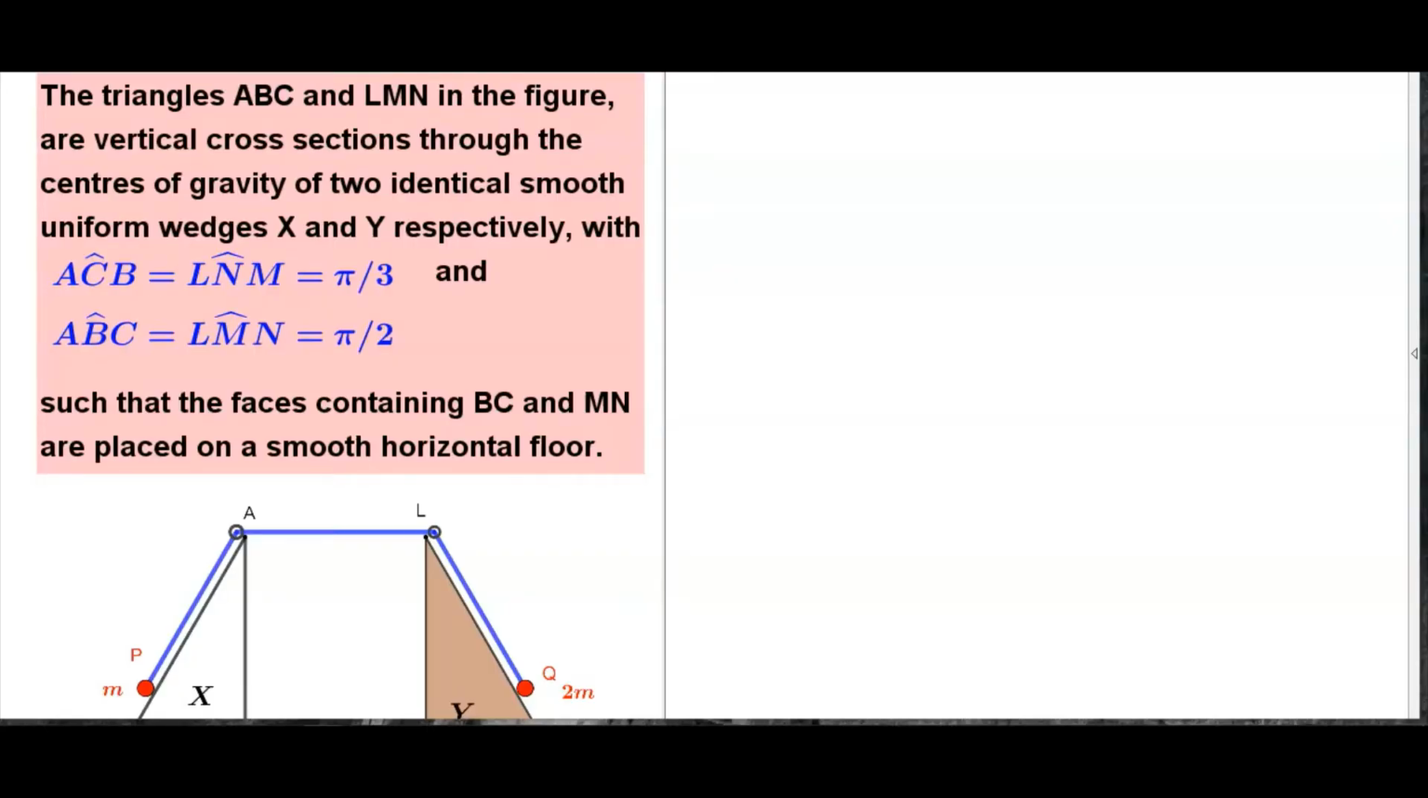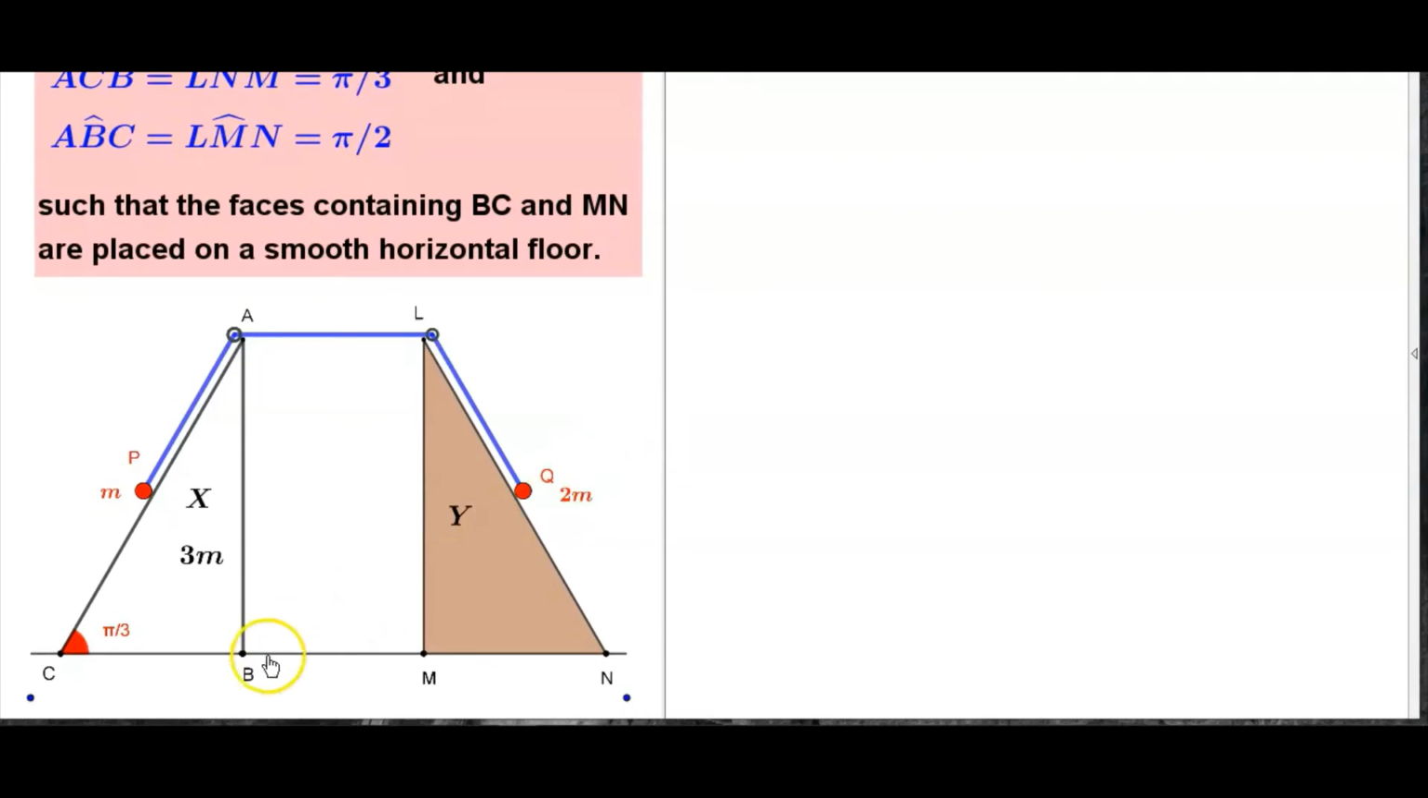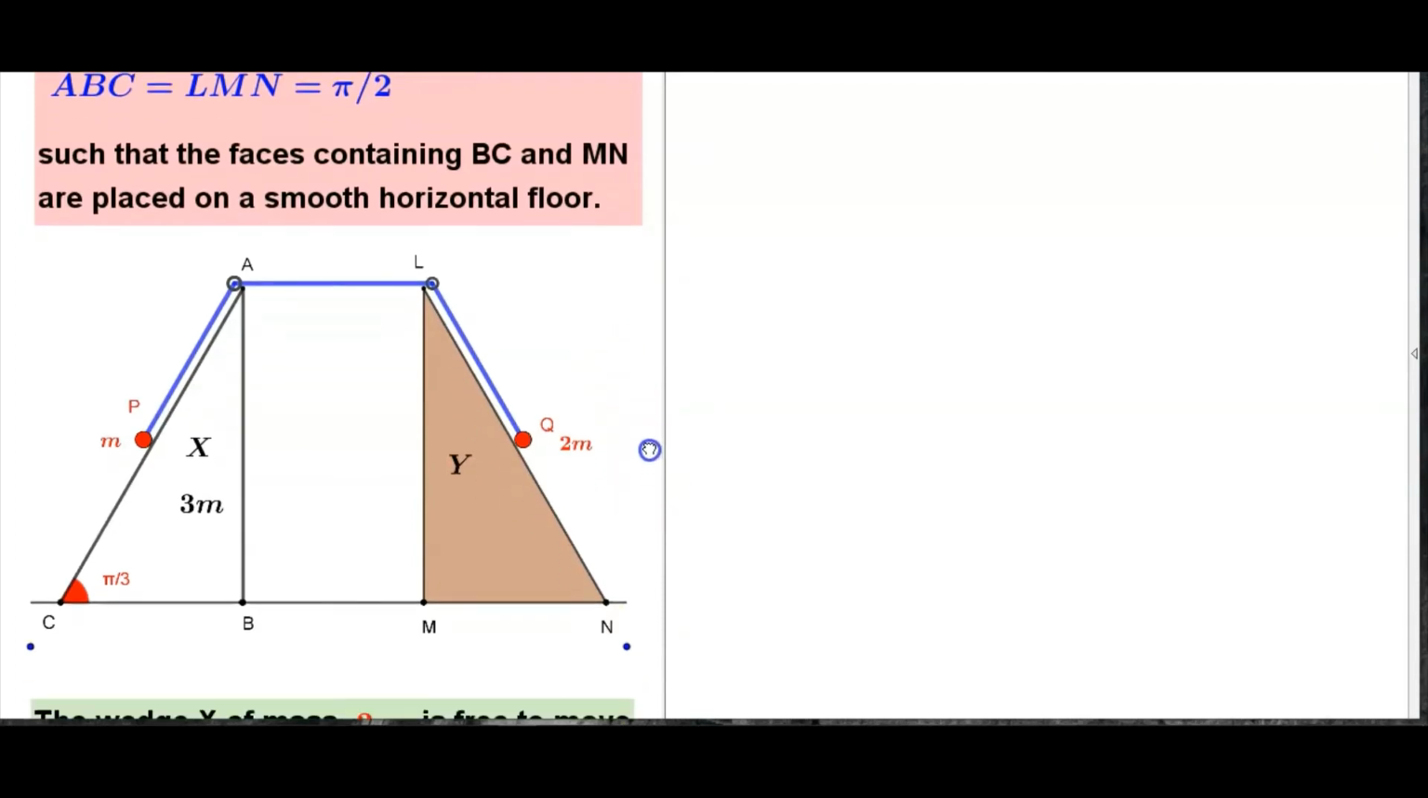Two triangles ABC and LMN in the figure are vertical cross sections through the center of gravity of two identical smooth uniform wedges X and Y respectively, with angle ACB and angle LNM equal to pi by 3 and angle ABC equal to angle LMN equal to pi by 2, such that the faces containing BC and MN are placed on a smooth horizontal floor.